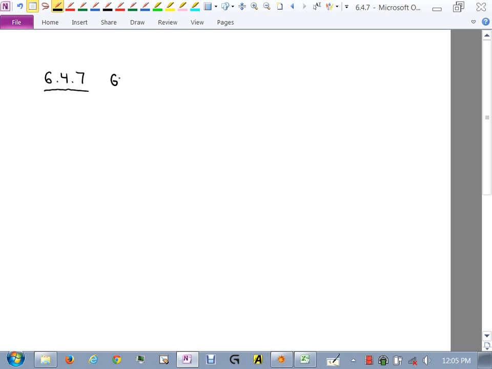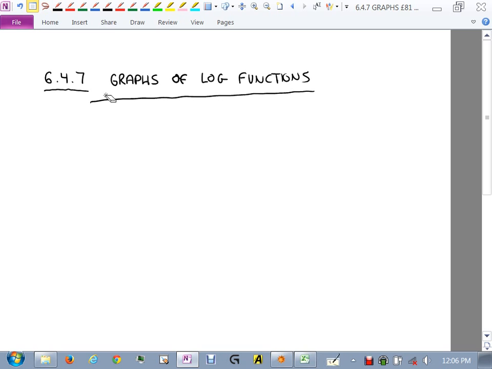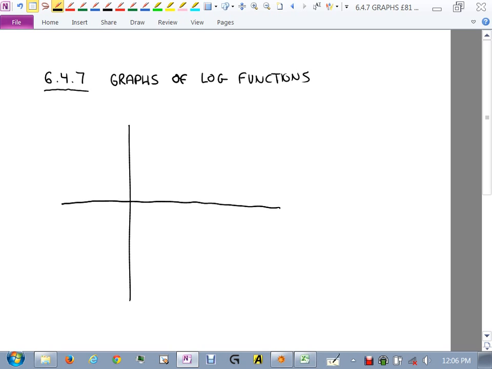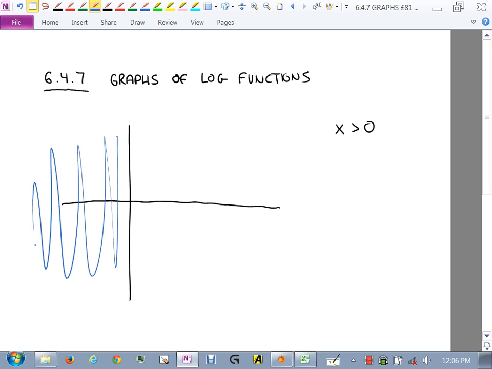No. Graphs of log functions. Okay, what about the graphs of log functions? Well, we know already that when we draw it, we said the x had to be bigger than 0, right? Like we couldn't plug in negative values for x. So I already know there's no picture to my log function over here. There doesn't exist.